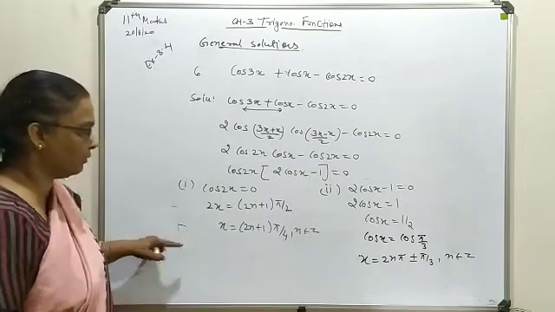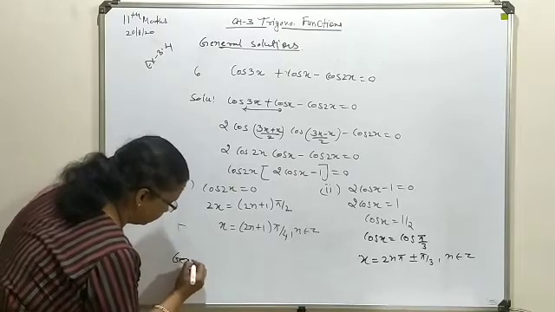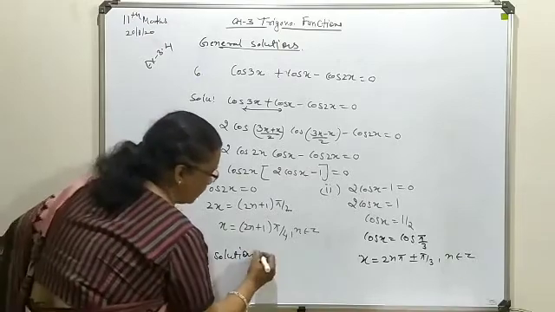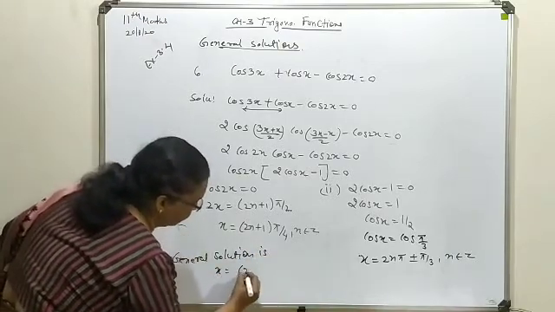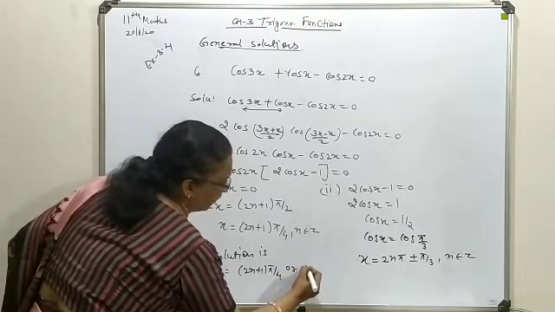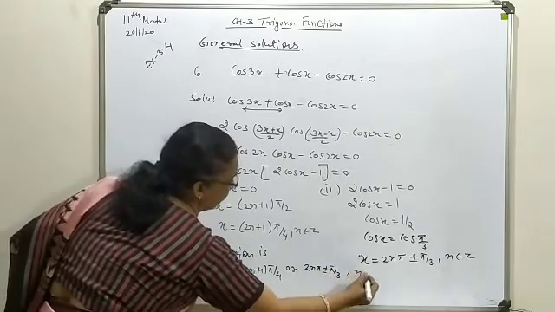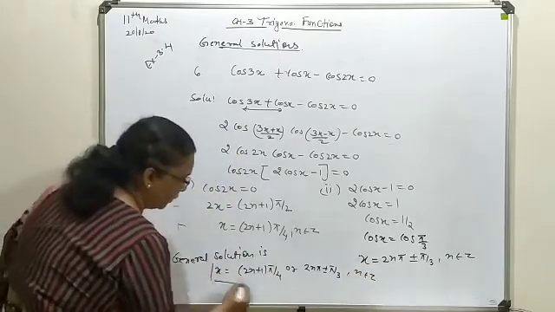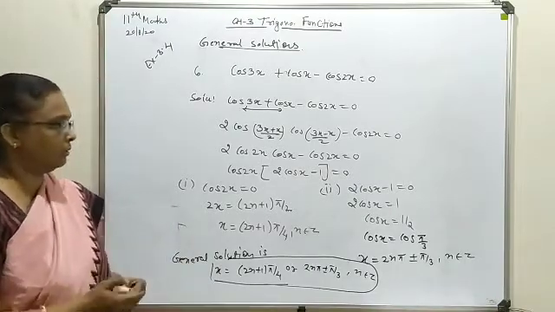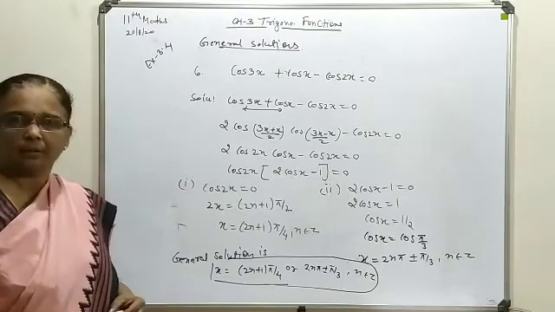So in the general solution we will write the final answer as: x is equal to (2n plus 1)π/4 or 2nπ plus or minus π/3, where n belongs to Z. So this way you can combine your two solution forms. So this is one more example in which general solutions can be written.